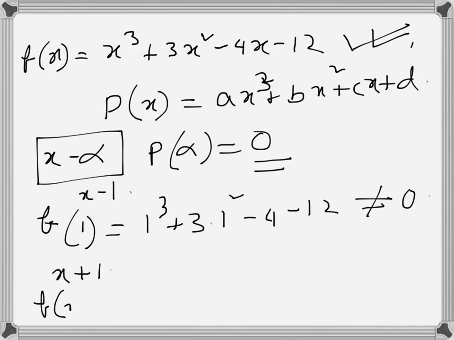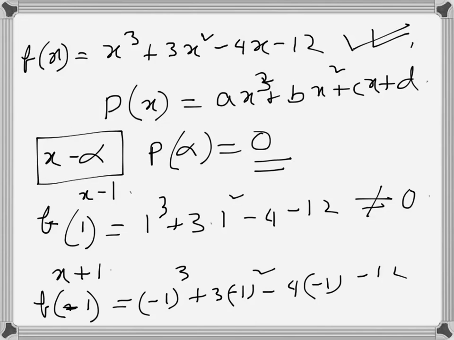So if that one is a factor, this has become minus 1 cube plus 3 times minus 1 square minus 4 times minus 1 and then minus 12. So this is becoming minus 1. This will be plus 3. This will be plus 4 and minus 12. So this is also not 0, so it's not a factor.